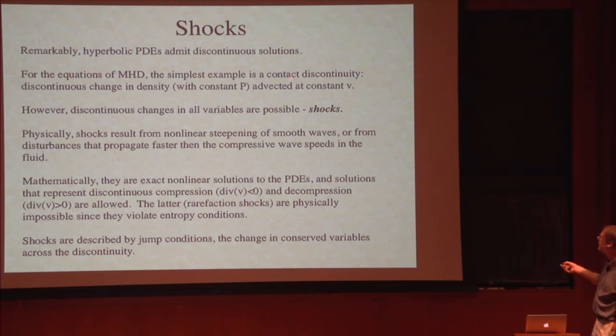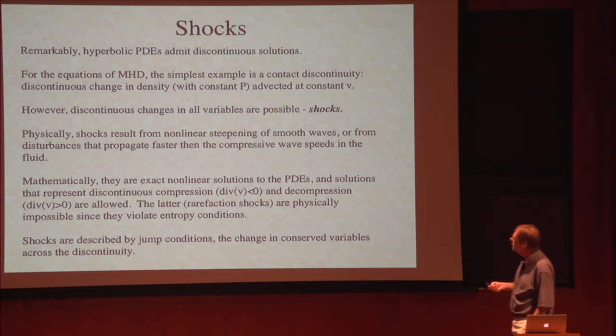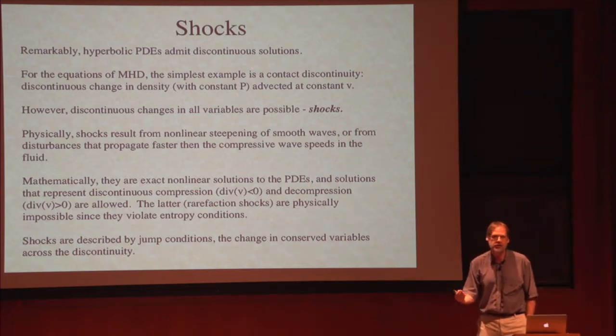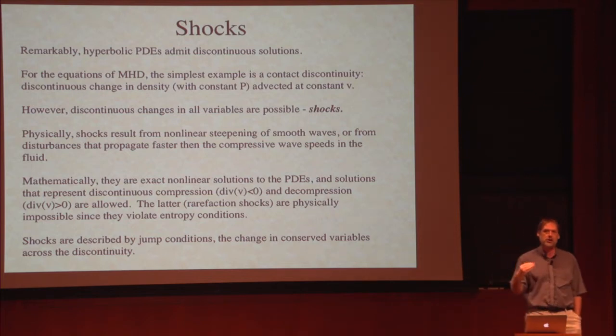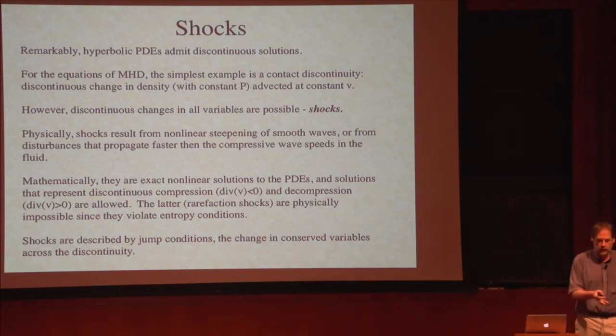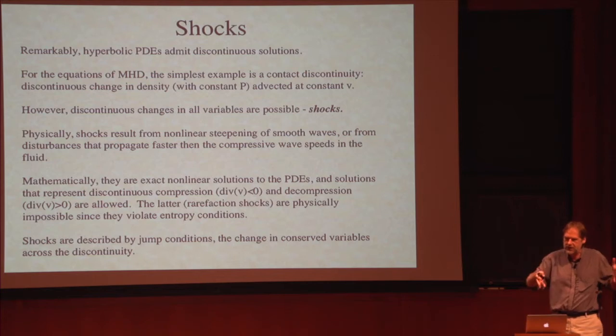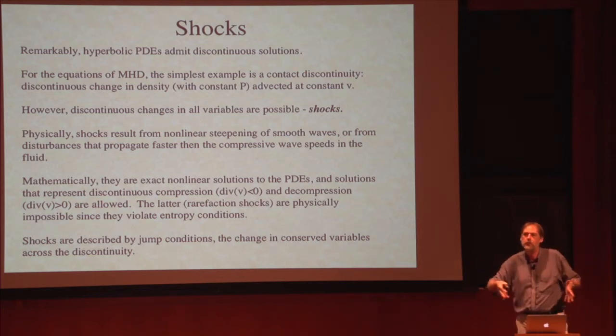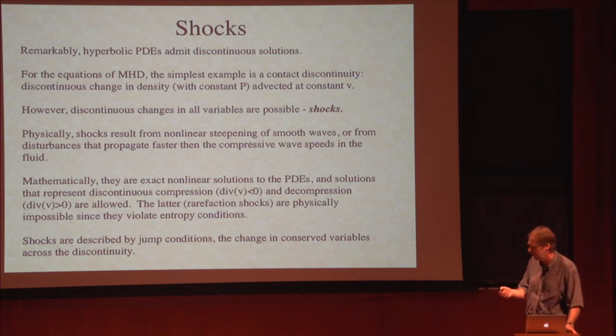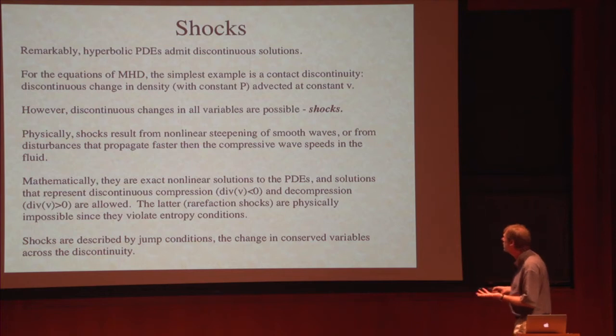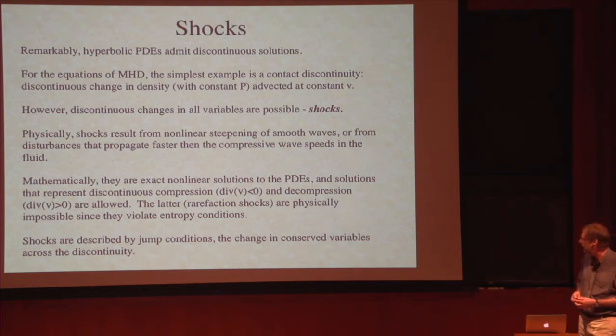The simplest example is a so-called contact discontinuity. That's simply a discontinuous change in the density with the pressure and velocity held fixed. So the fluid has a discontinuous change in density that changes its properties, and this is just moving along at constant pressure and velocity. This is a contact discontinuity. But in addition, you can have jumps in the velocity and pressure, and those are called shock waves. They are exact nonlinear solutions to the equations.